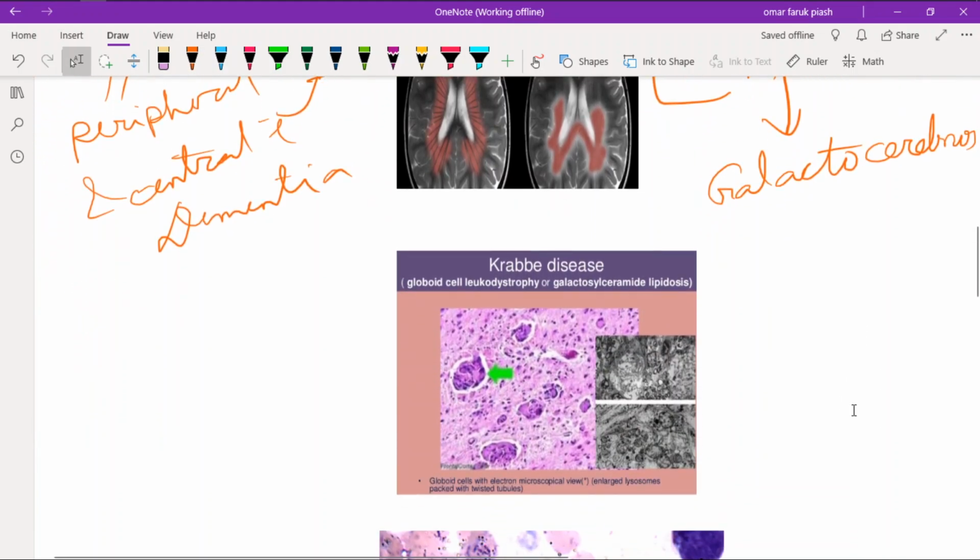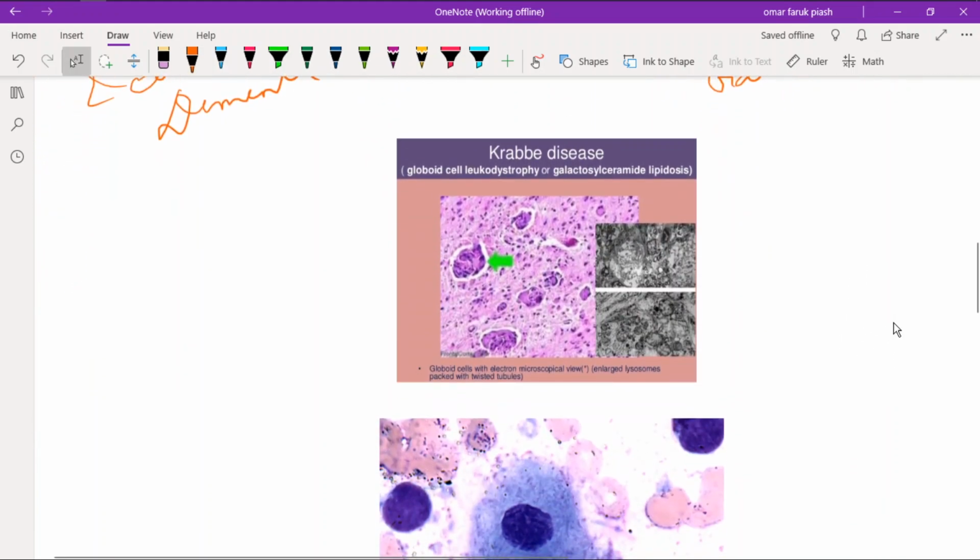Now, the next disease is Krabbe disease. In Krabbe disease, there is globoid cell leukodystrophy, also called galactosylceramide lipidosis. It is also known as galactoside lipidosis.